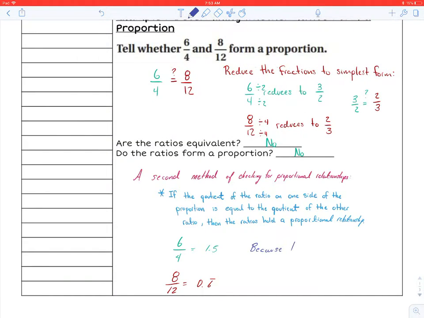Because the quotients are different values, they are not equal. And so they are not proportional.